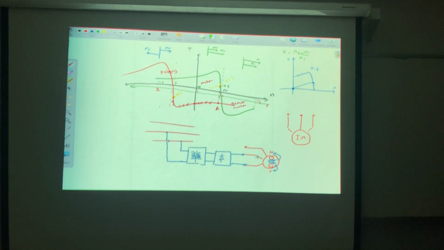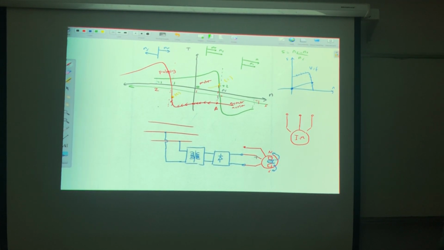Okay. So next time I will start with the dynamic modeling of the induction machine.